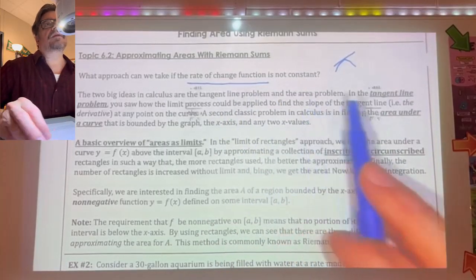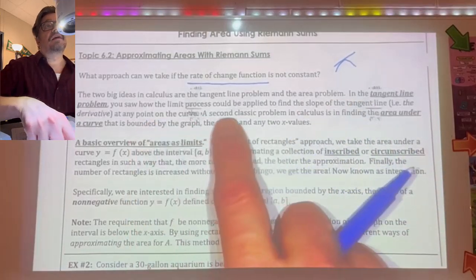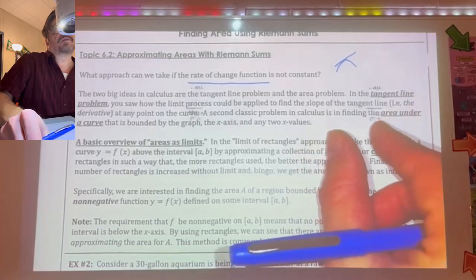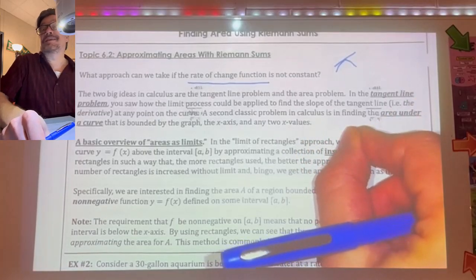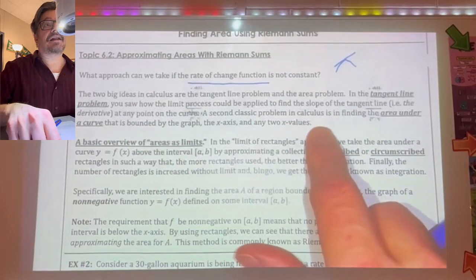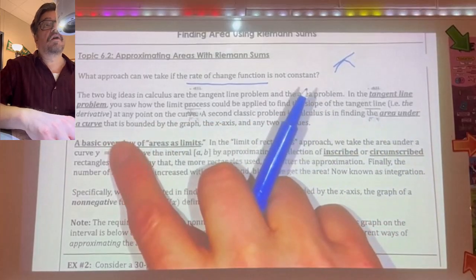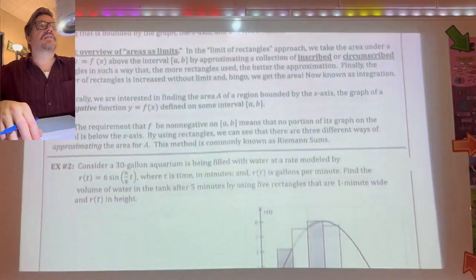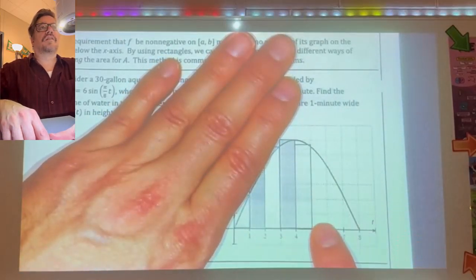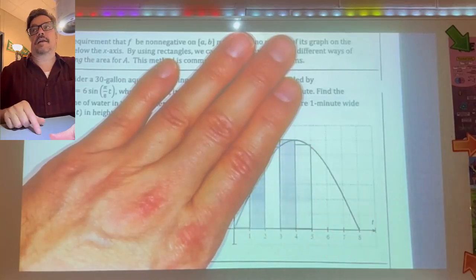The area problem is what we just did. So in the tangent line problem, you saw how the limit process could be applied to find the slope of the tangent line over smaller and smaller intervals as h went to 0, at any point on the curve. Now the second classic problem in calculus is finding the area under a curve. So if you look at this picture right here, how do we find the area under the curve? What's the equation for that?